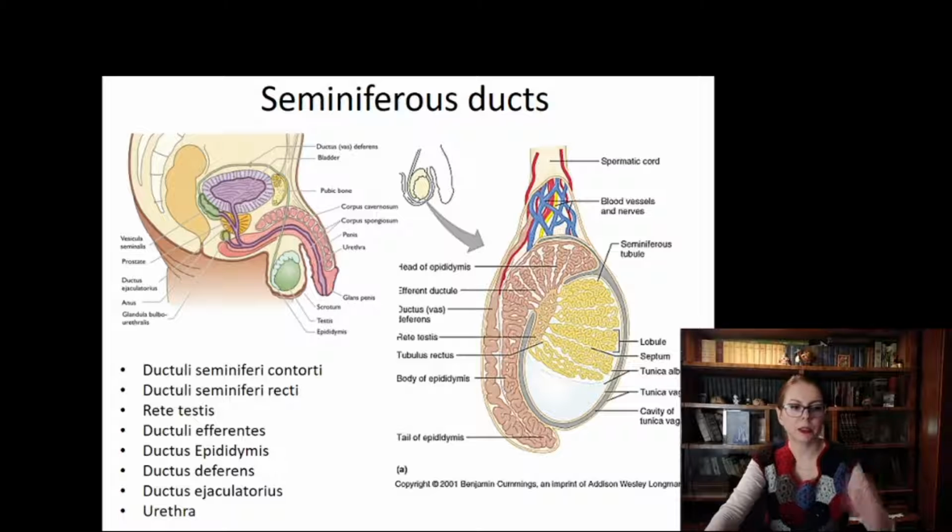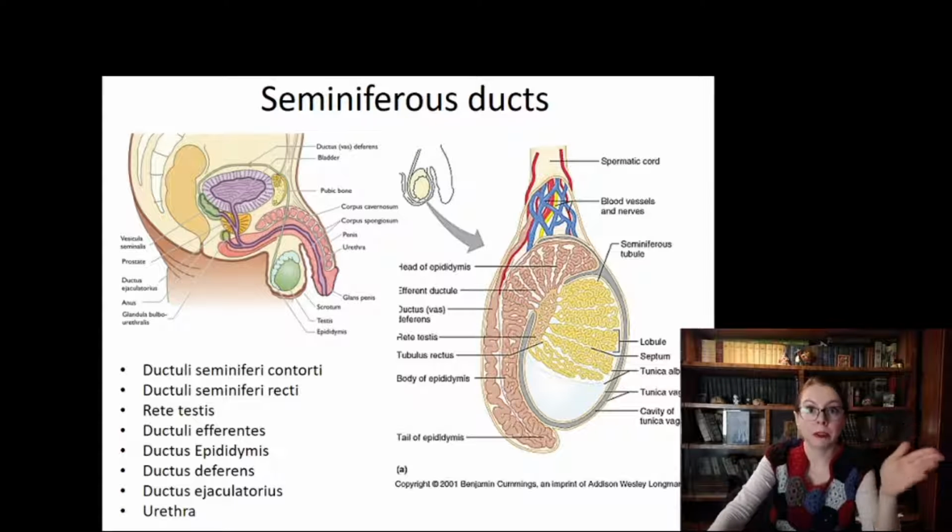So let's start to investigate directly from the seminiferous ducts. Seminiferous ducts are the system of tubules where spermatozoa are formed and through which they are transported out of the male reproductive system. The first site where spermatozoa appear is the ductuli seminiferi contorti. Inside the testis there are nearly 250 lobules, and in every lobule there is a loop of convoluted seminiferous duct, or ductuli seminiferi contorti.